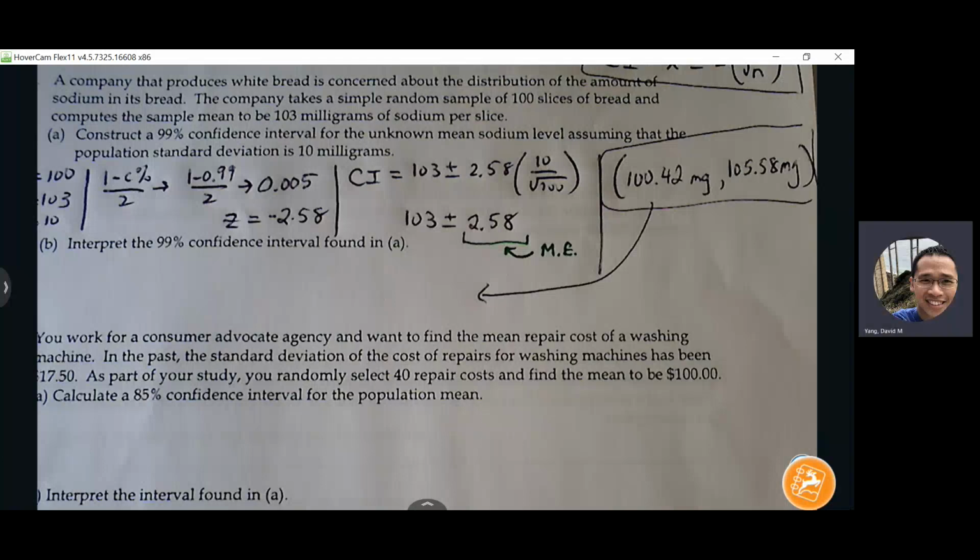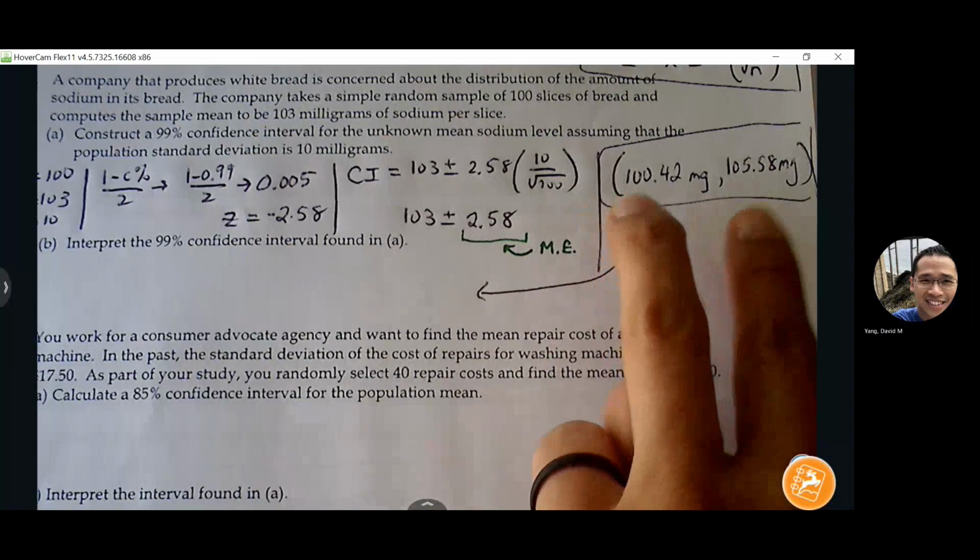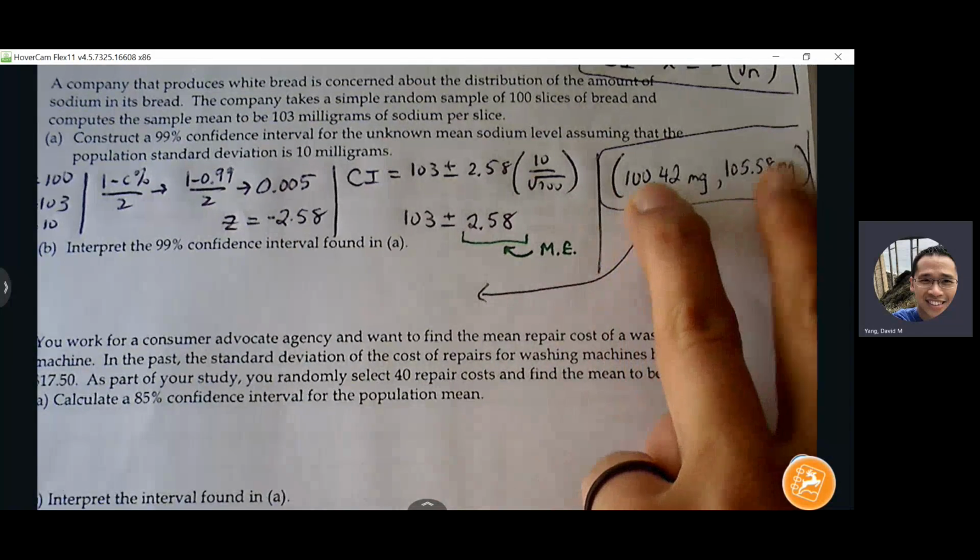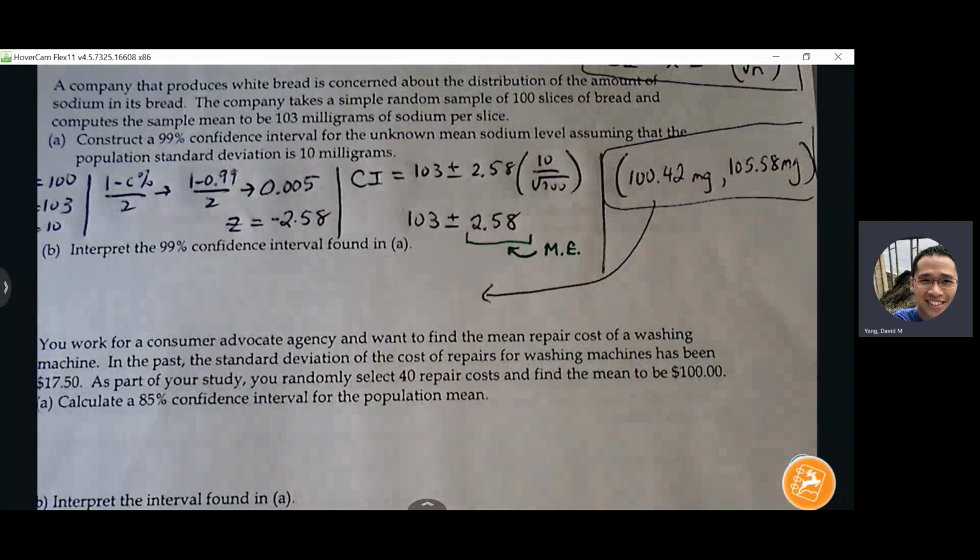Okay, so then in words, what does that mean? That means we're 99% confident that the vast majority of the sodium level is going to be between these two numbers.